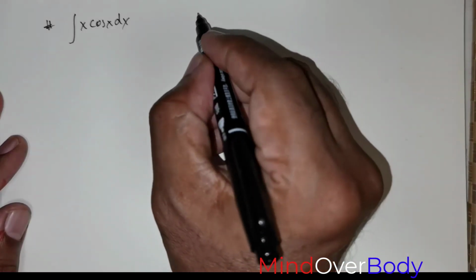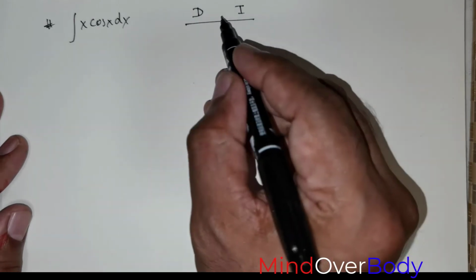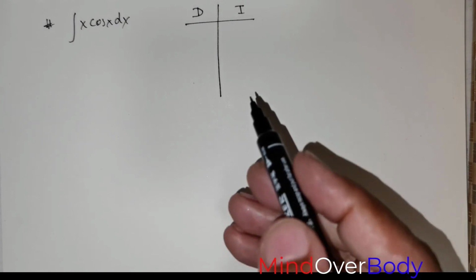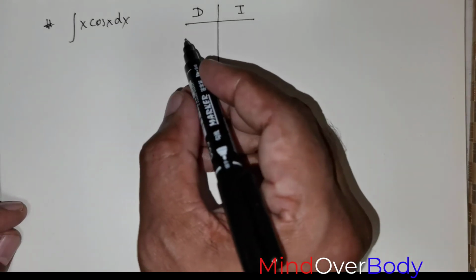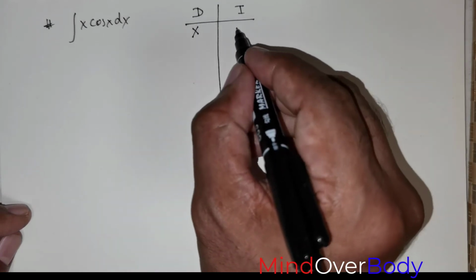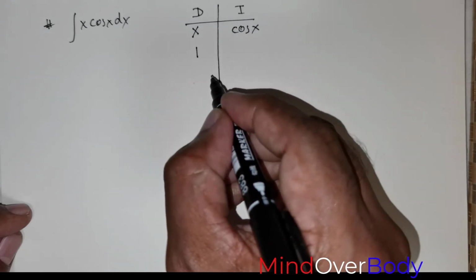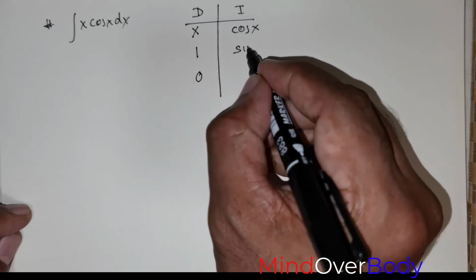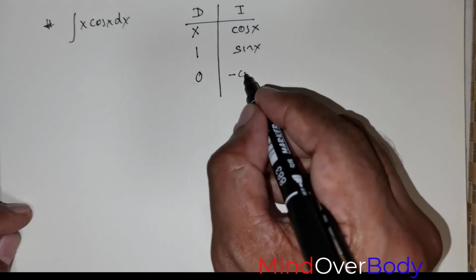Now students, you can apply the same DI technique even to this question. So we actually can do this question by integration by parts using UV technique, but we can also use DI method. If we were to take x to be D and I to be cos x, I differentiate x, I get 1, I differentiate 1, I get 0, I integrate cos x, I get sin x, and then I integrate sin x, I get negative cos x.